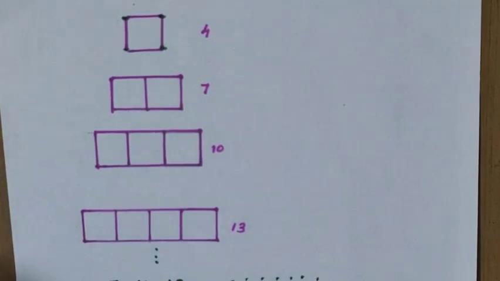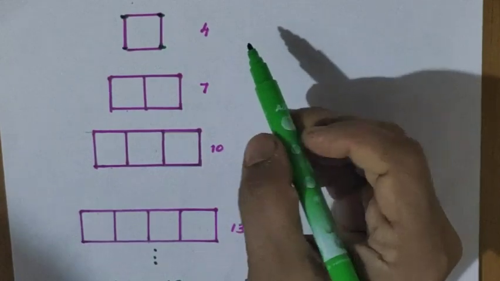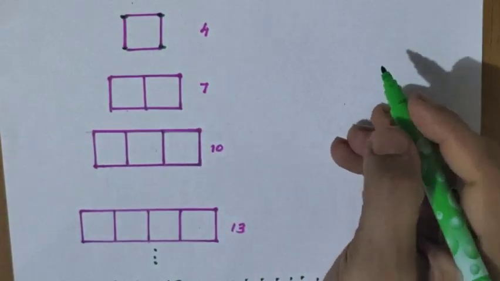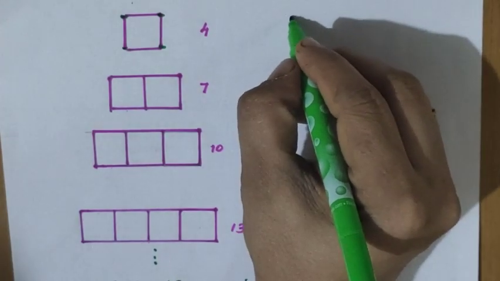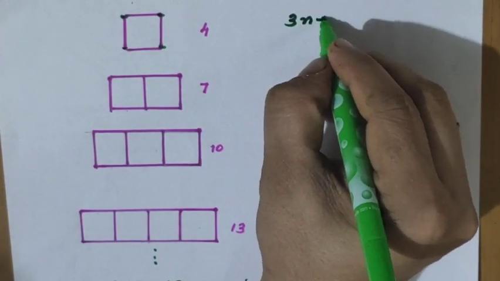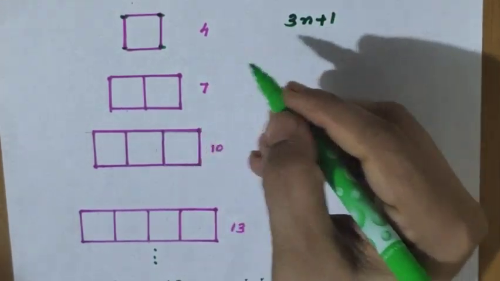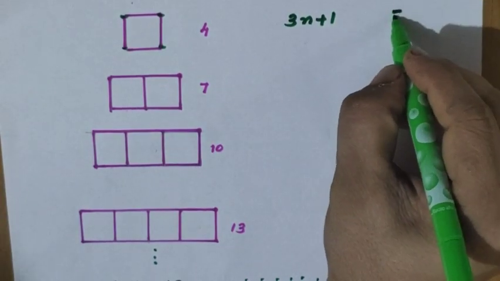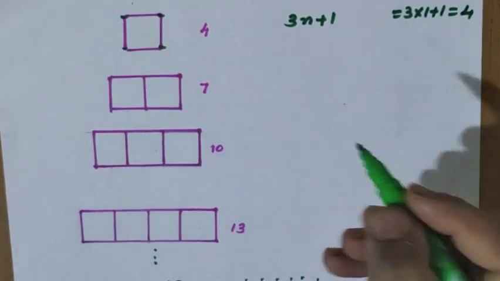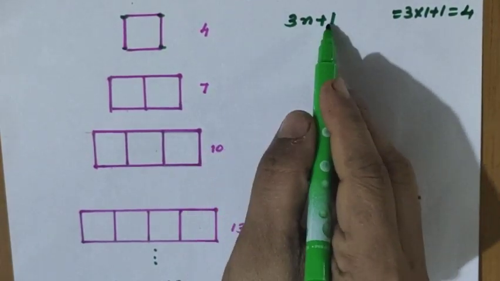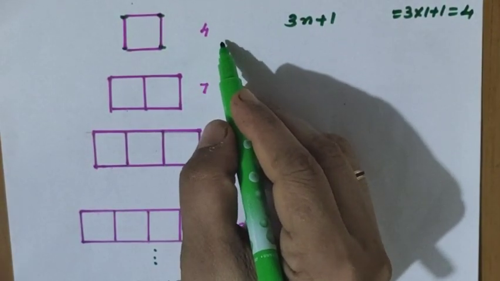Now we should identify a rule for this one. So the first number is 4. For getting 4, let us go with the natural number n equal to 1 only. So let us try the pattern 3n plus 1. This time n is the first term. So we get 3 into 1 plus 1, we are getting 4. The same pattern, because the 4 we are writing as 3 plus 1, right?